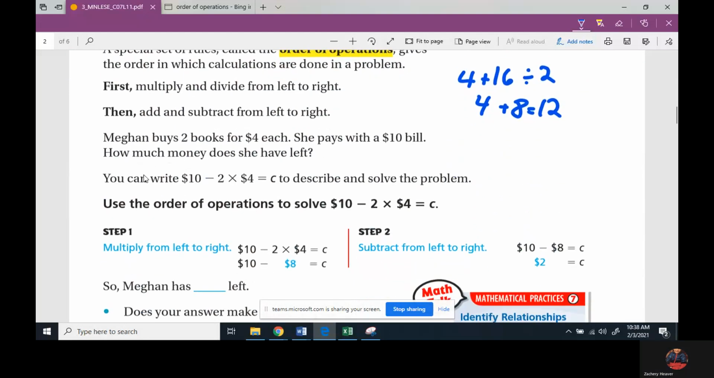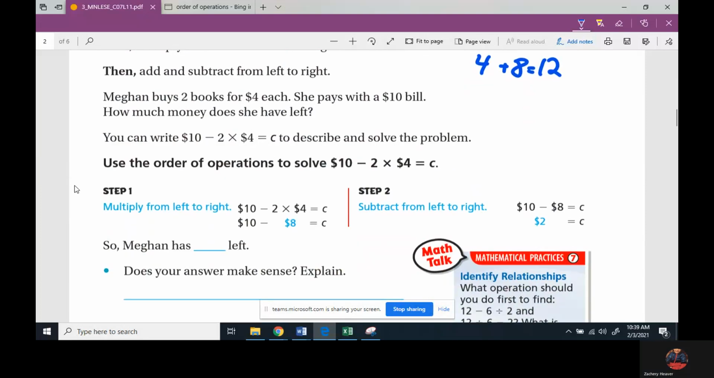So think about this. Megan buys 2 books for $4 each. She pays with a $10 bill. How much does she have left? Well, we know she has $10, right? And she buys, so 10 minus, because that's what she's using, two books that cost $4 each to describe what she has left. Okay, 10 minus 2 times 4.